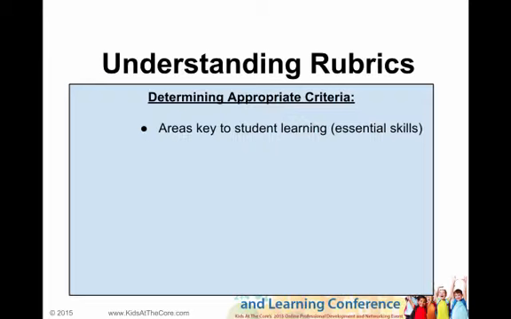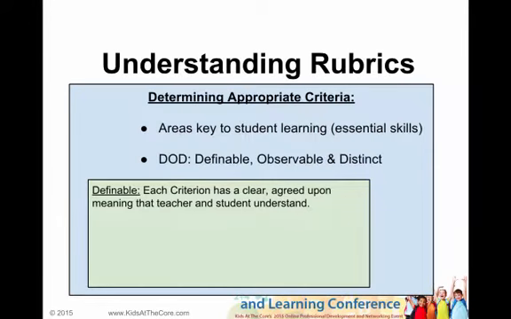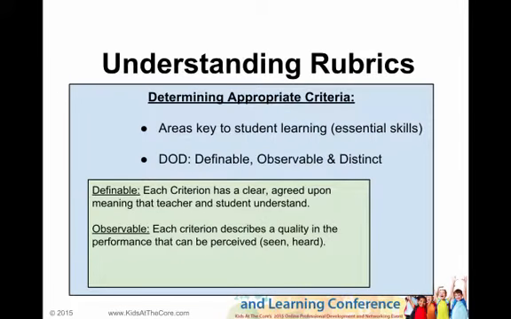Usually each of those rows are going to be areas that are key to student learning. We call those the essential skills, or you might call them power standards, or you might call them some of the most priority skills. Either way, they have to be definable, observable, and distinct. By definable, we mean that each criterion has a clear and agreed upon meaning so that both the teacher and the student understand what that means.